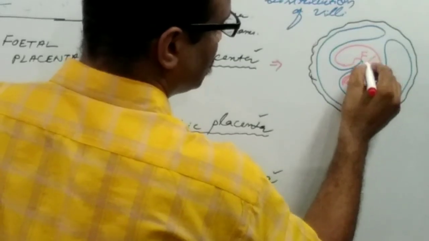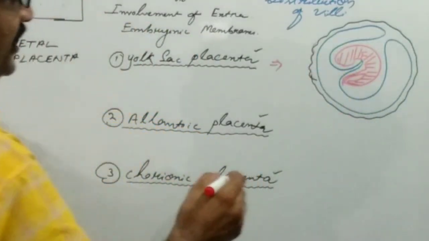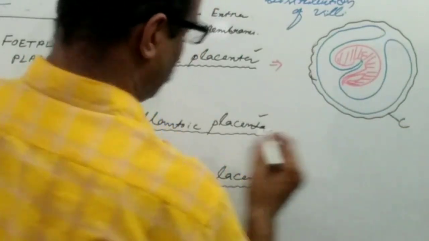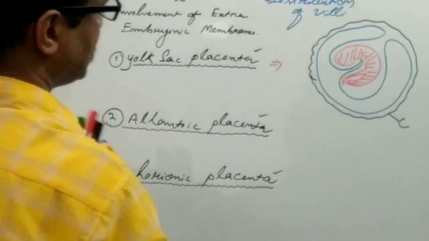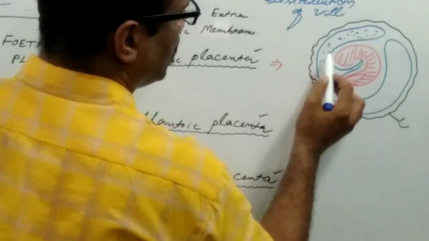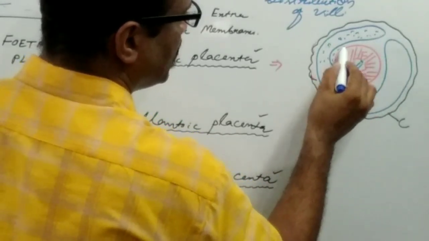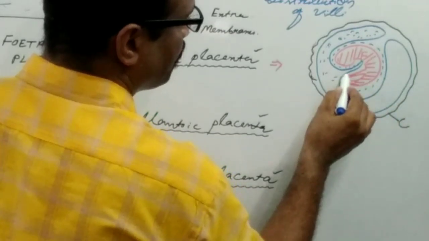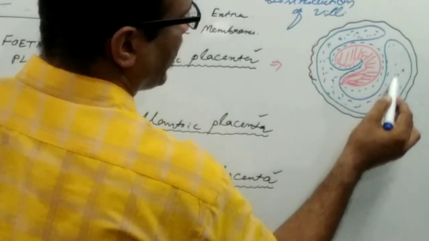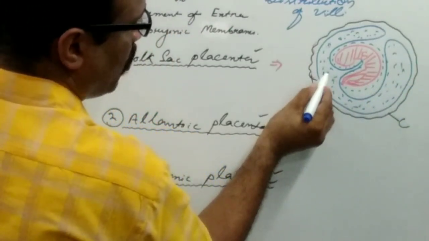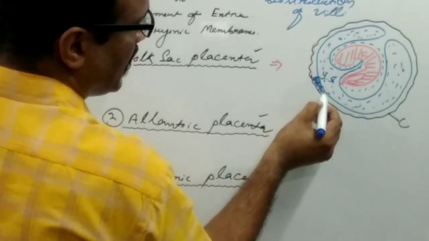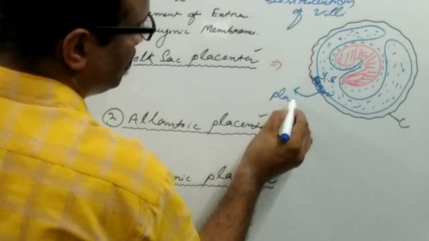Suppose that this is the fetus. The outer layer is the chorion. But the yolk sac develops and covers the whole cavity of the amnion, and it occupies most of the region of the extra-embryonic space. And this yolk sac comes in contact with the chorionic membrane and forms the placenta.